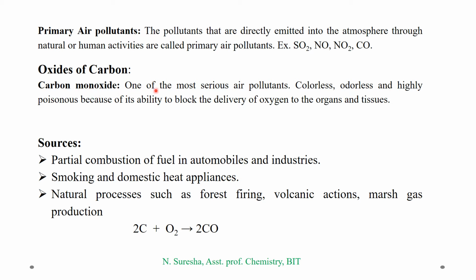Carbon monoxide is one of the most serious air pollutants, which is colorless, odorless, highly poisonous because of its ability to block the delivery of oxygen to the organs and tissues in our body. The main source of carbon monoxide is partial combustion of fuel in automobiles and industries. In automobiles and industries, we use fuels. If the fuel undergoes incomplete combustion, then there will be the emission of carbon monoxide into the atmosphere.